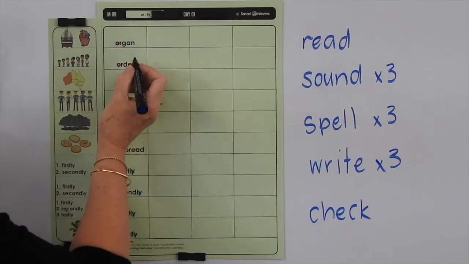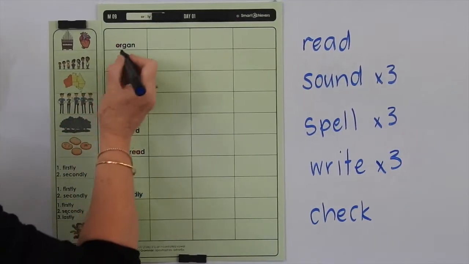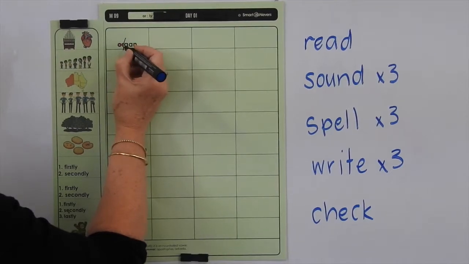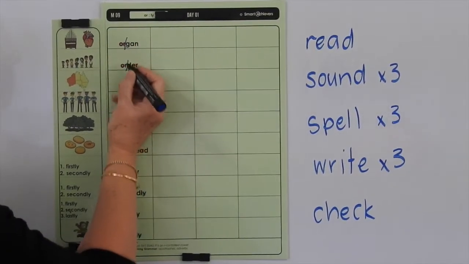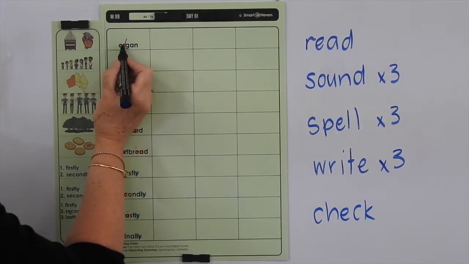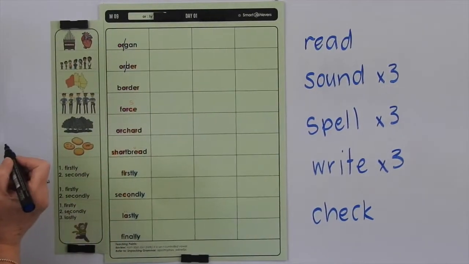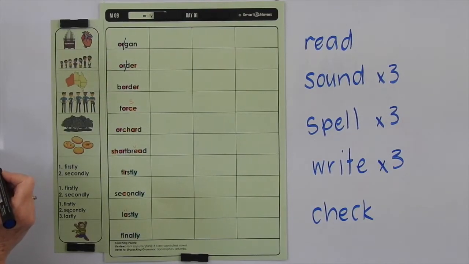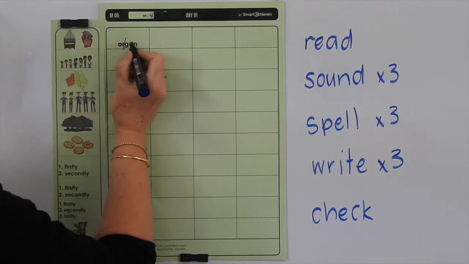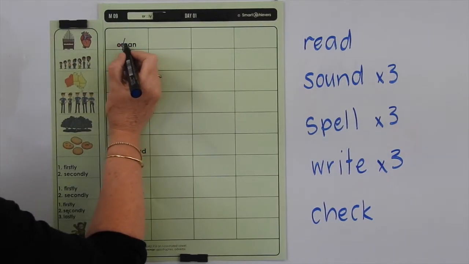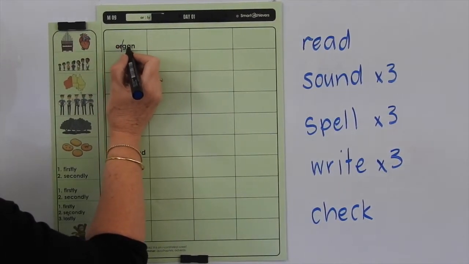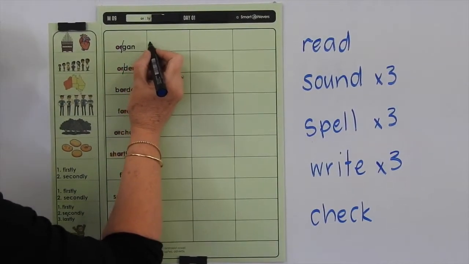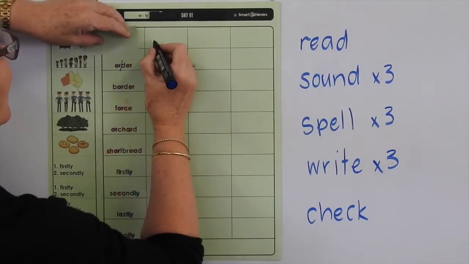Let's read them, sound them, spell them and write them. Now you may want to break them into syllables, so you'd have organ, order. So when you have a vowel with an R, it becomes an R-controlled vowel, and all R-controlled vowels make a long sound. So we've got organ, organ, organ, O-R-G-A-N.